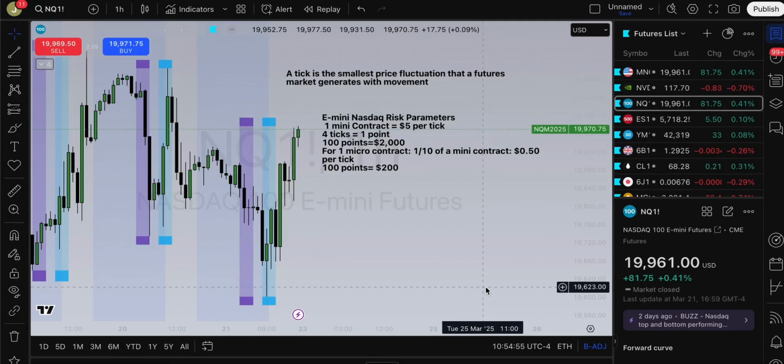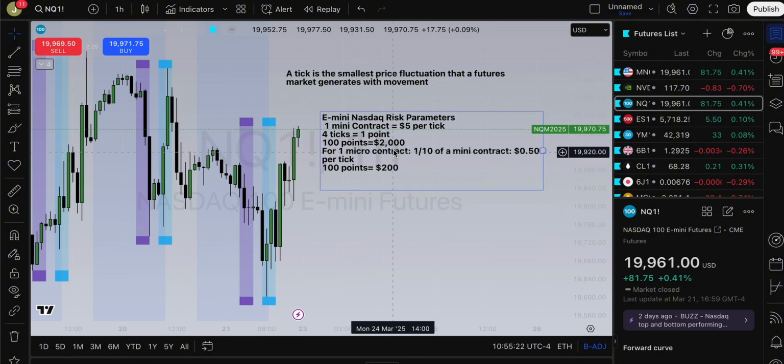Today I'm going over the risk parameters for ES and NQ. This is for futures trading, and pretty much the way futures work with price movement is every price fluctuation goes by one tick. So a tick is pretty much the smallest price fluctuation that a futures market generates with every movement.